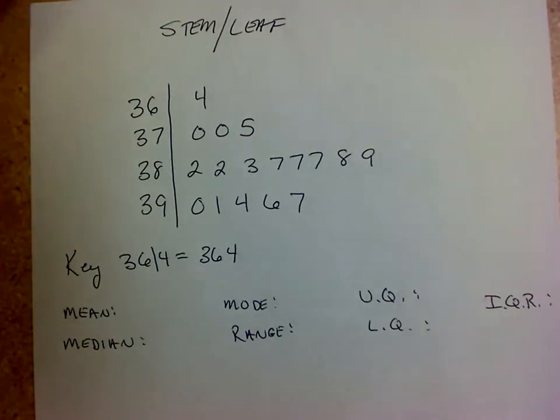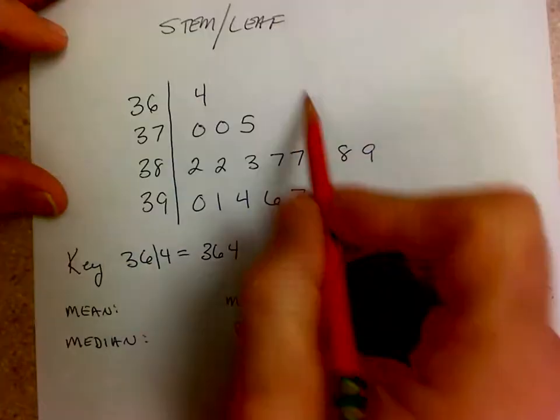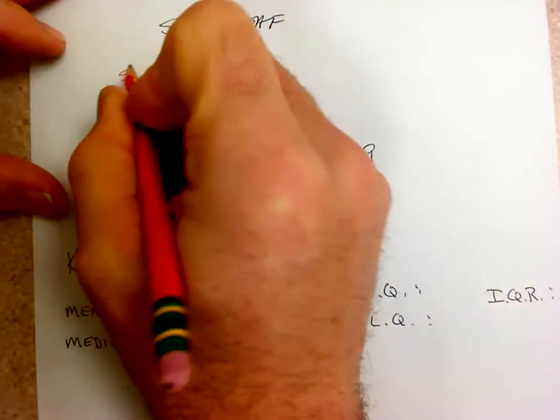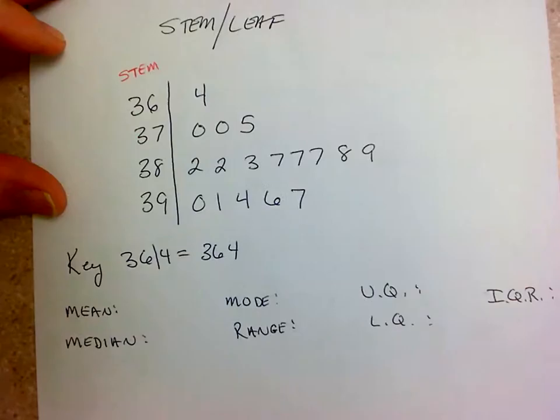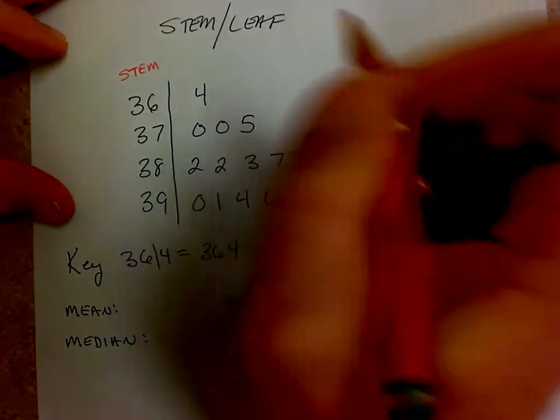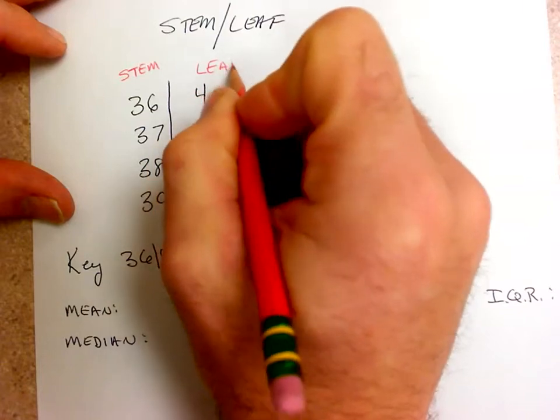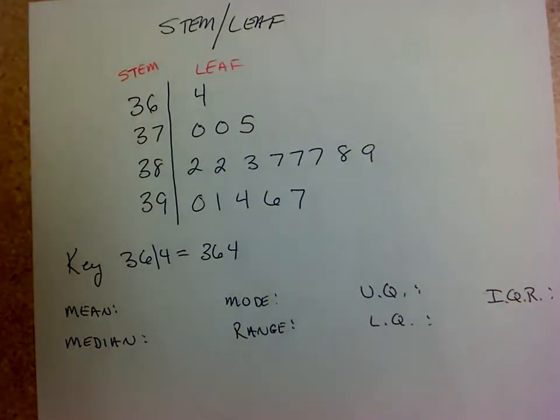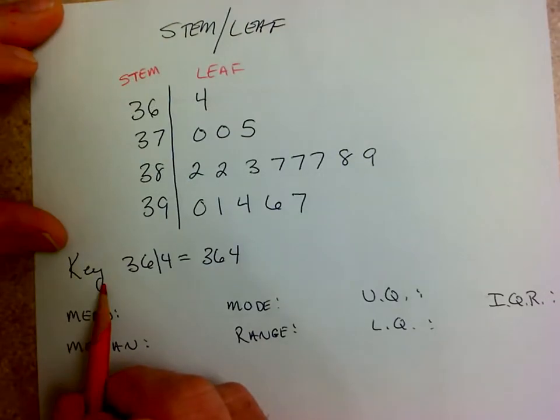All right, so yesterday we started talking about two new kinds of graphs, stem and leaf and box and whiskers. So we'll start with our stem and leaf graph. This whole thing here is what we call a stem and leaf. Everything to the left of the bar is considered a stem, and the values to the right of the bar are all the individual leaves. We have a key here that tells us how to read it.